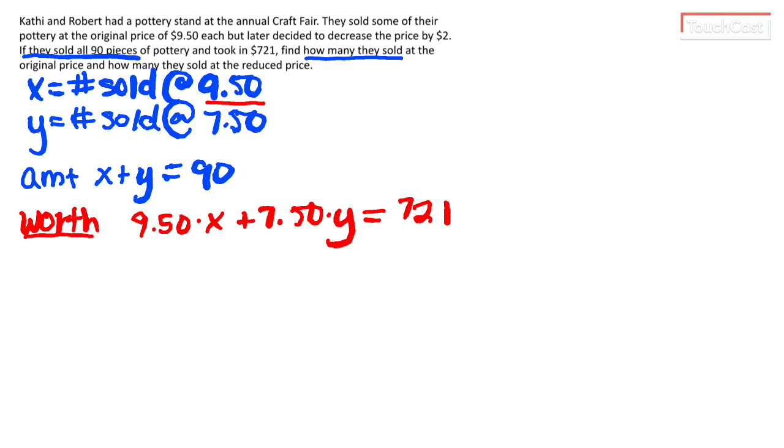So now you should get, when you get done solving, that they sold 23 of them at $9.50, and they weren't selling enough, so that's why they reduced their price. And they ended up selling a total of 67 when they reduced it to $7.50.